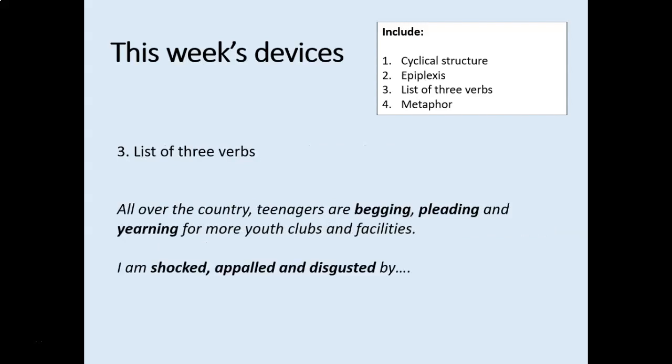Device number 3, a list of 3 verbs within a sentence. So this is about vocabulary and sentence patterns. I am shocked, appalled, and disgusted by. So you can see the 3 verbs there. Or all over the country, teenagers are begging, pleading, and yearning for more youth clubs and facilities. So you can see that these 3 verbs, when listed together, really heighten the emotional impact of your work. Again, pause the video and write a sentence or 2 of your own where you list 3 verbs in that style that could be included in your article later.